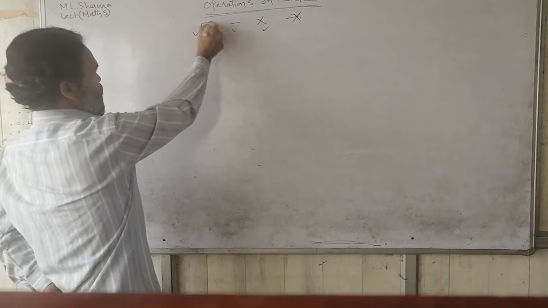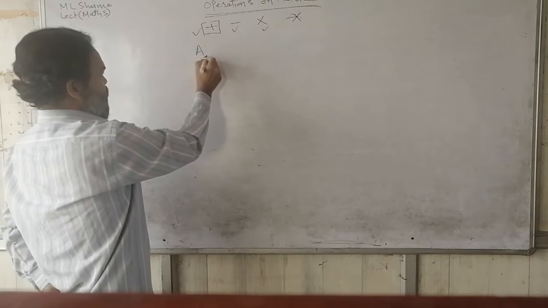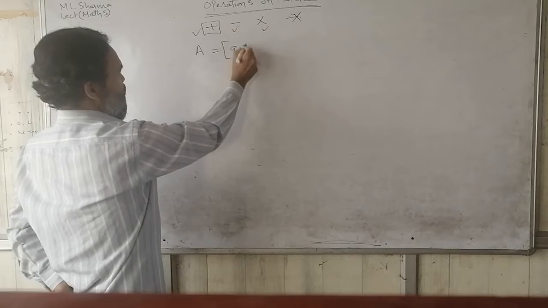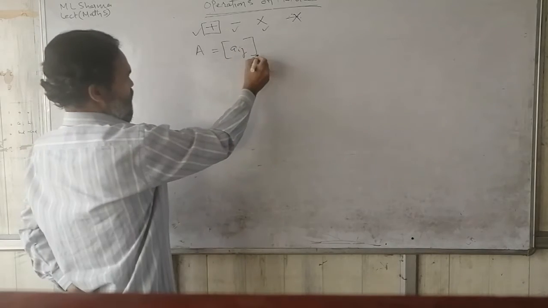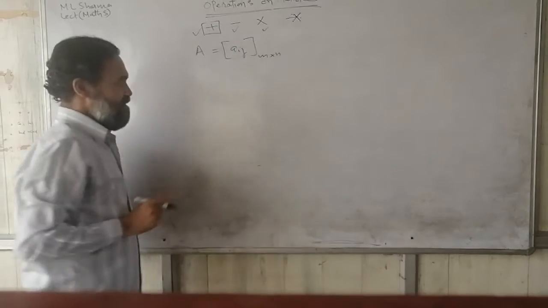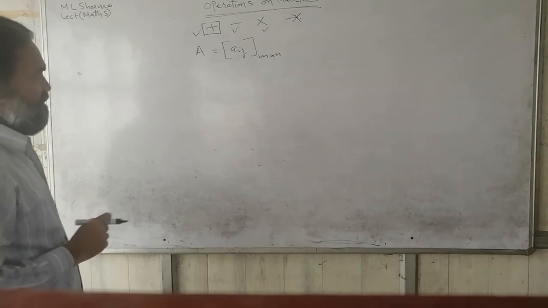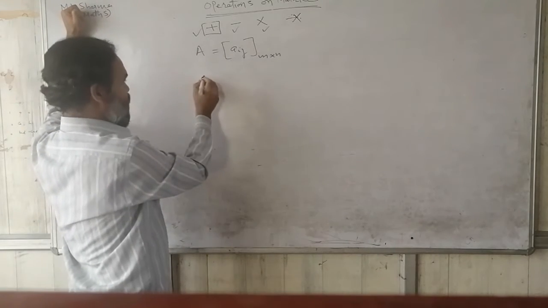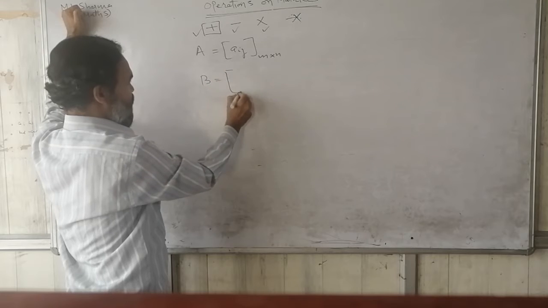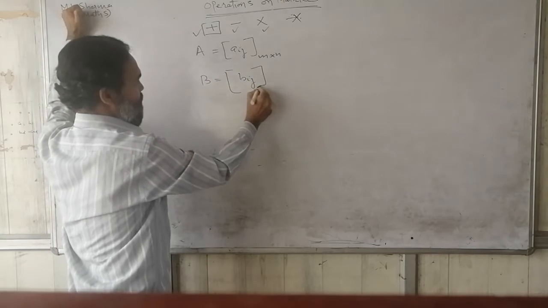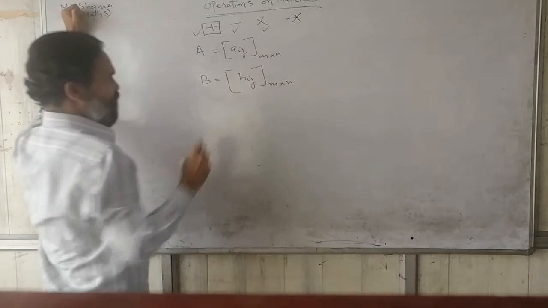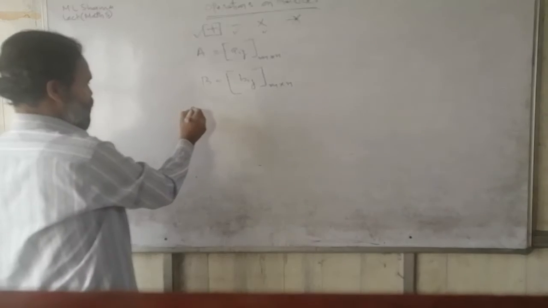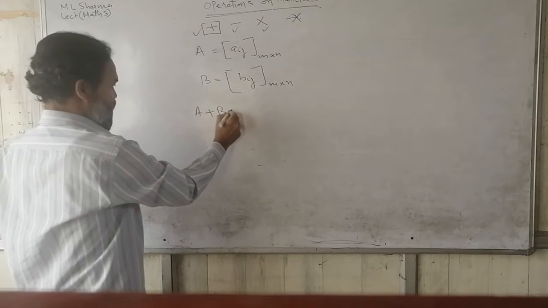So far as addition is concerned, let we have a matrix A, and this matrix is having an order m into n. That is, this matrix is having m rows and n columns. Another matrix B I have, and it is also of the same order. So I can add these two matrices, A plus B.